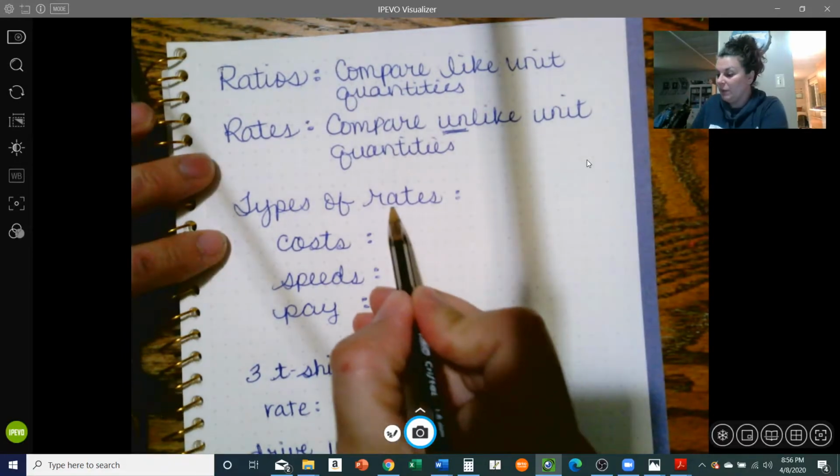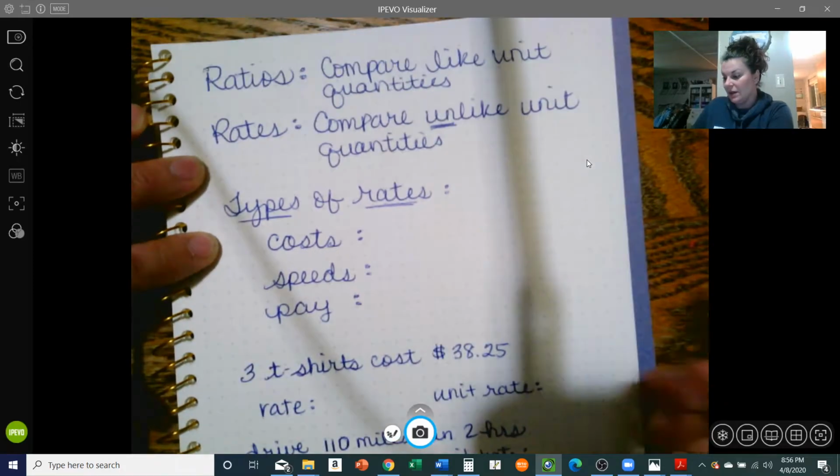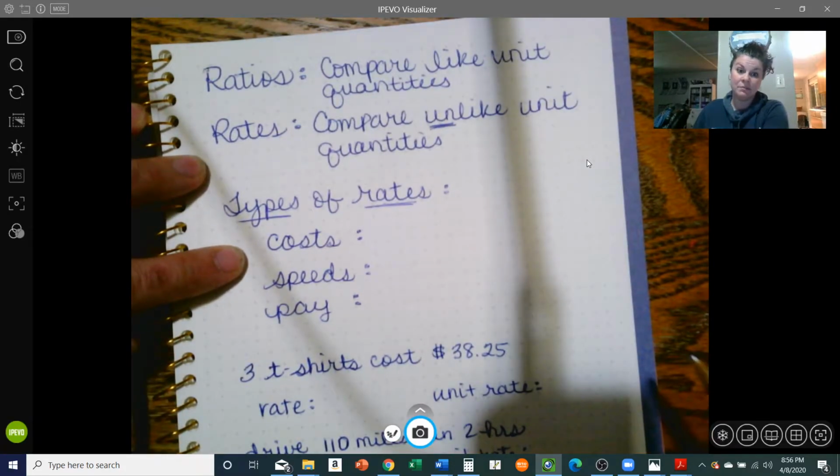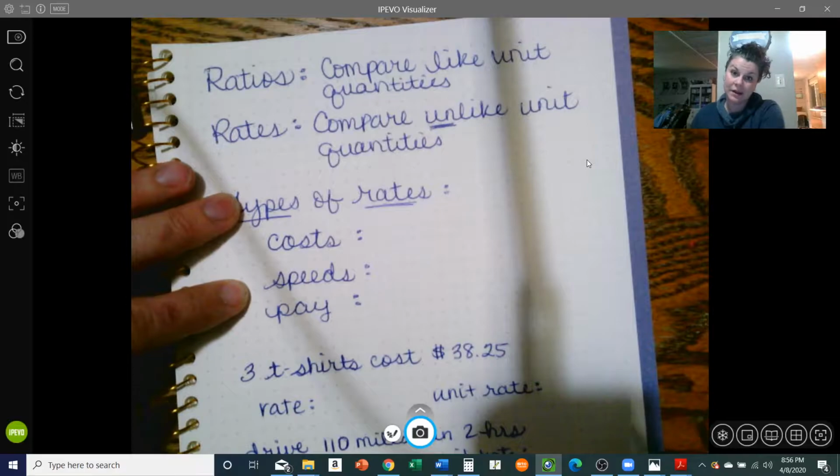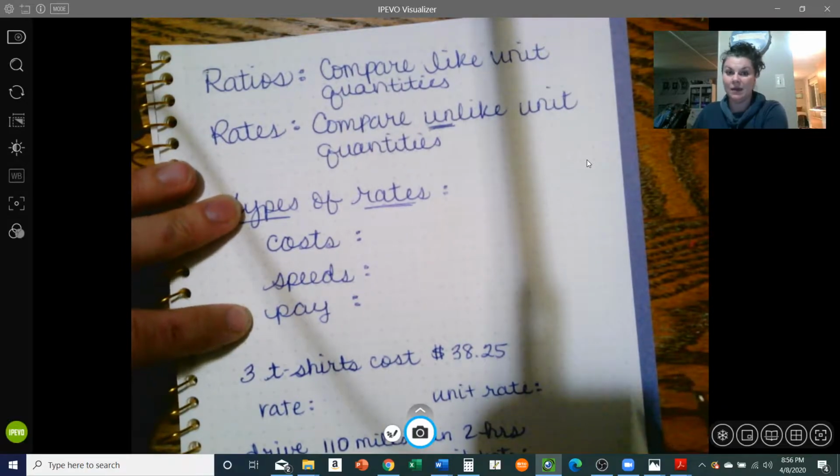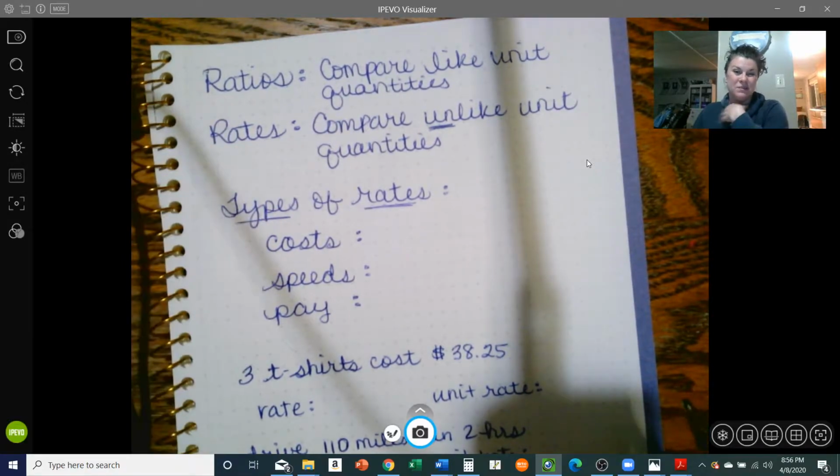So we have many different types of rates. Costs are a type of rate. Speeds are a type of rate. And pay is a type of rate. These are some of the most common kinds of rates, and there are different units for them depending on what it is that you're talking about.